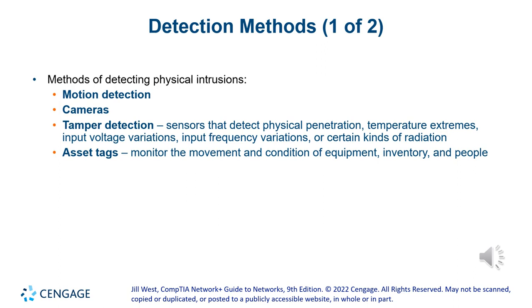So then you can also have intrusion detection, right? Physical intrusion, motion detection, cameras, tamper detection, asset tags. Asset tags are like an RFID or even a Bluetooth tag, so that if the equipment gets moved from a certain location, you get alerted about it. Tamper detection is like if someone opens something, or changes in temperature, voltage variation, frequency, certain kinds of things.